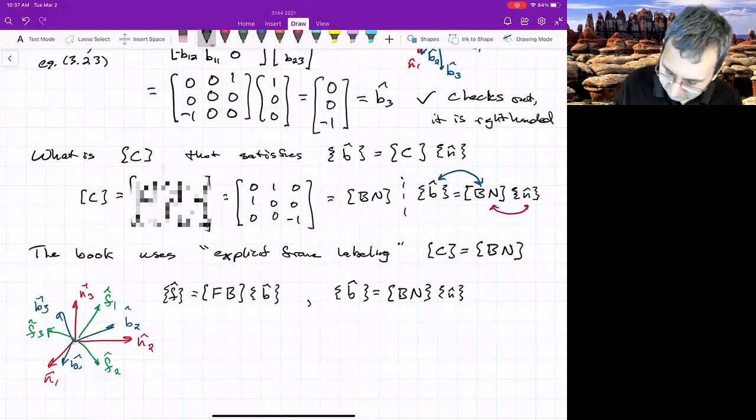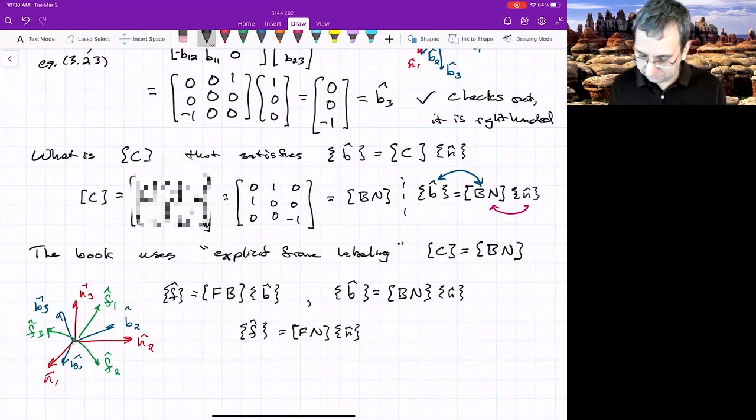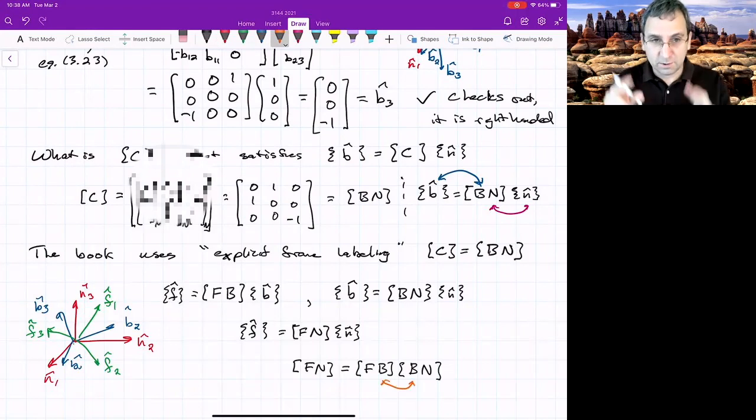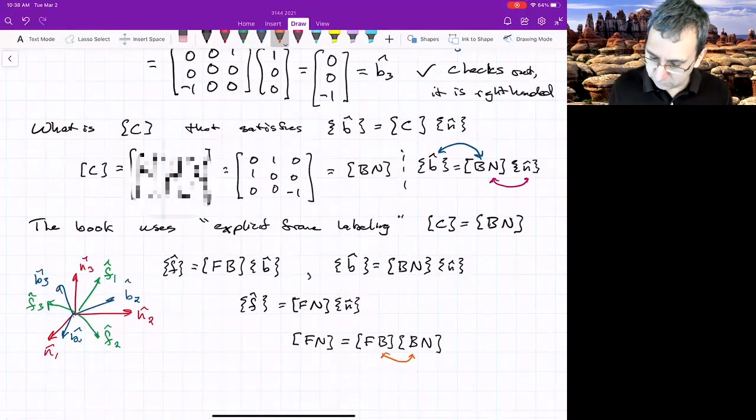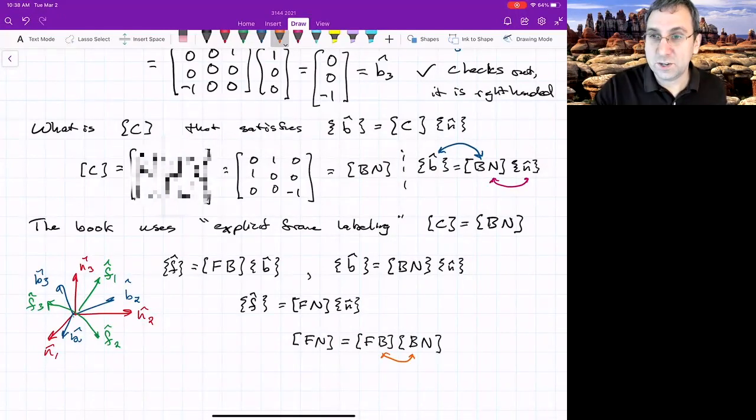And then if you wanted to relate the F directions to the N directions, well, that's some currently unknown matrix, FN, but you could work out what it is. And it's that FN equals FB, BN. And so it's kind of nice to write it this way, because these two B's that are next to each other cancel each other out. They annihilate. So you might look at that example to get going for understanding how we do these rigid bodies and matrices and whatnot.